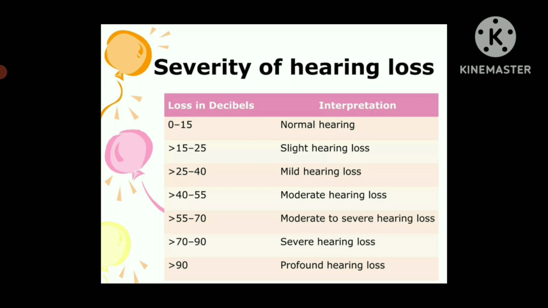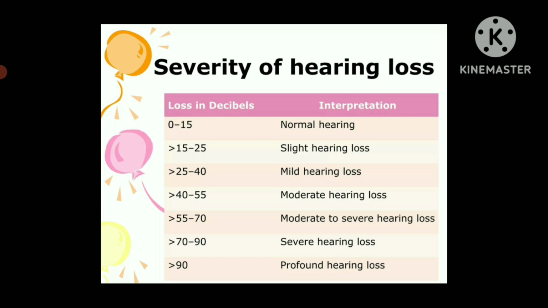Next is the severity of hearing loss. This is the loss in decibels. When a person is to be identified as to how much hearing impairment they have, that level of hearing loss is calculated in decibels, which is the unit of sound.